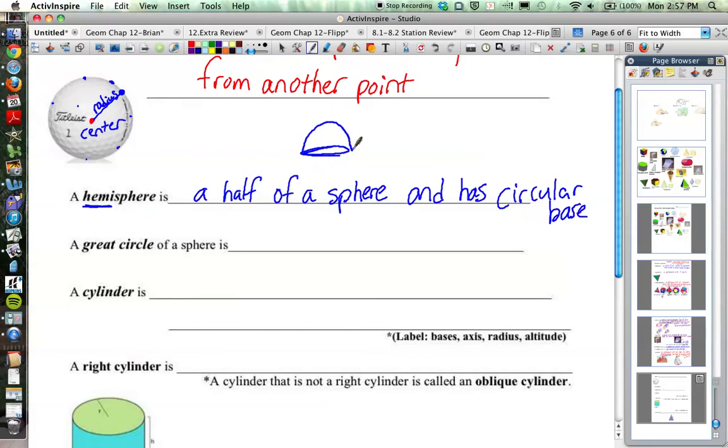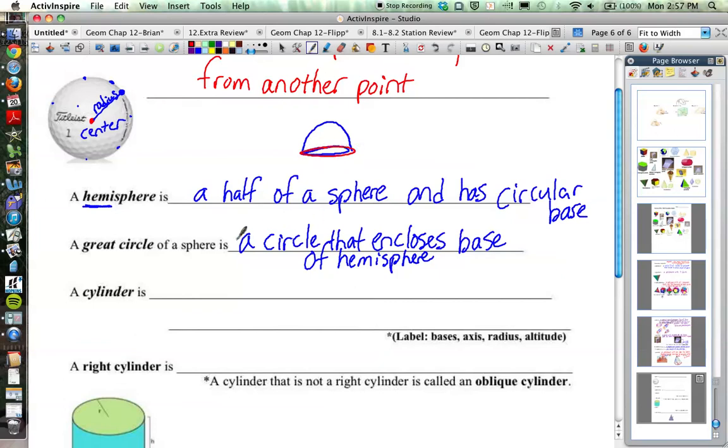Now, a great circle is another term. We don't use this term as often, but a great circle is a circle that encloses the base of a hemisphere. So the great circle would be something like this right here.